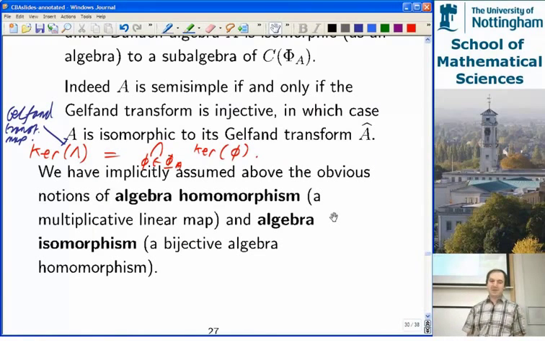And I'll leave it to you to work out what an algebra homomorphism and an algebra isomorphism are. Well, it says here, a multiplicative linear map is an algebra homomorphism. A unital algebra homomorphism is an algebra homomorphism that takes 1 to 1. So this also has that property. And bijective algebra homomorphisms are algebra isomorphisms.